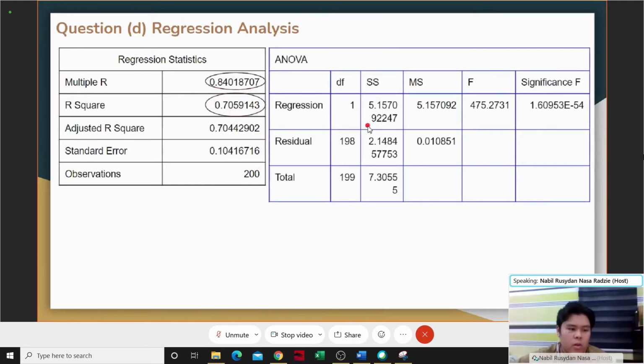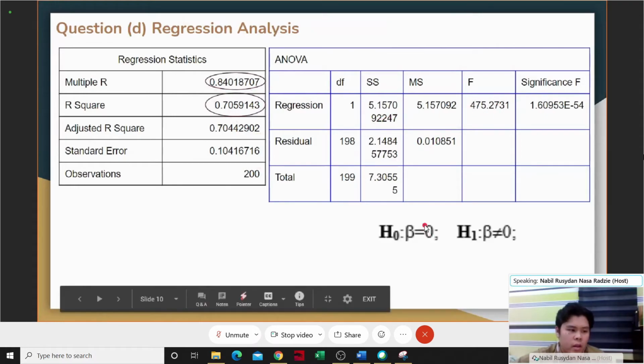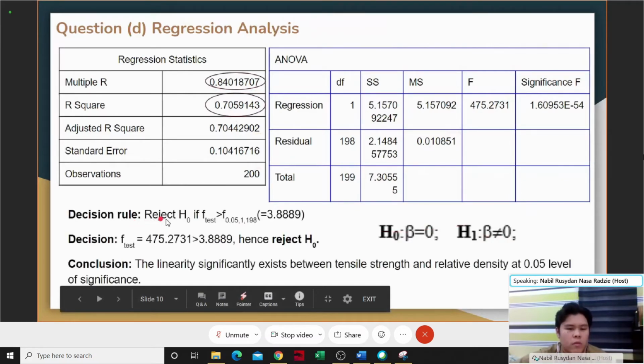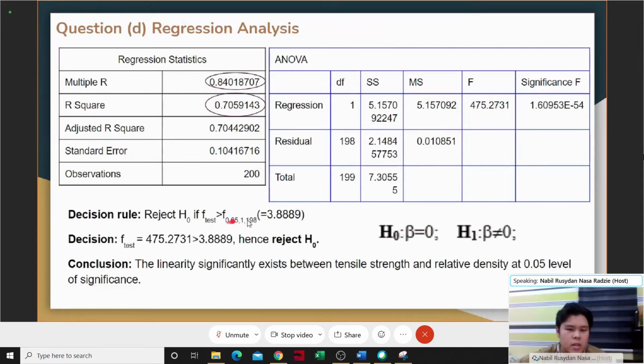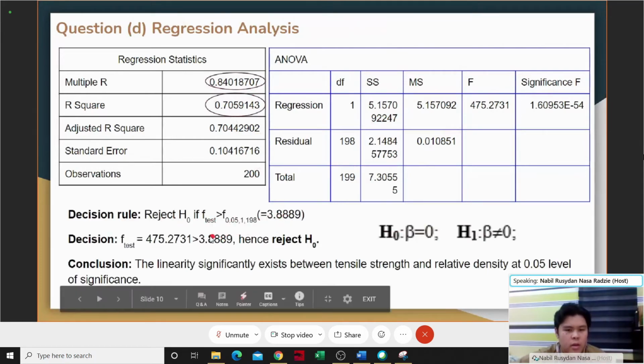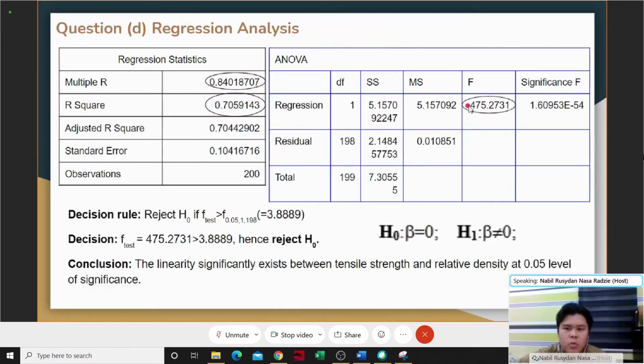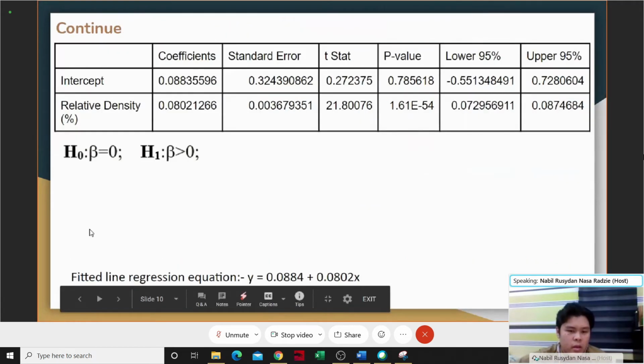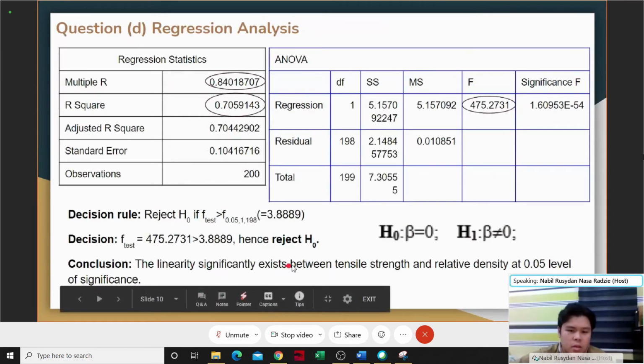Next, the ANOVA table, where a linearity test can be conducted using the F-test. With the null hypothesis H0, beta is equal to 0 and H1, beta is not equal to 0. With the decision rule of rejecting H0 if the F-test is larger than 3.8889, from the table we can see that the F-test is much larger than the F critical. Hence, we can reject H0 and conclude that the linearity exists between the tensile strength and relative density at 0.05 level of significance.